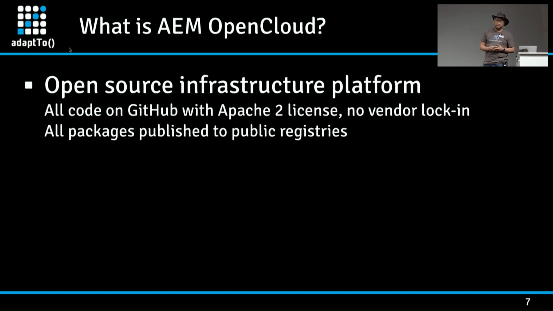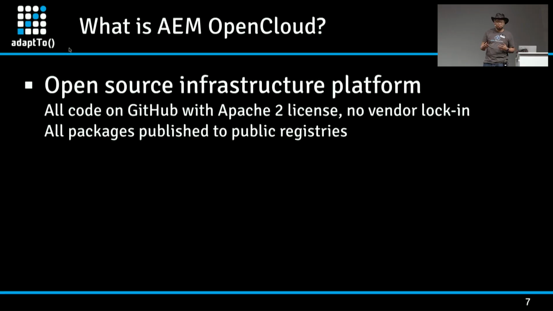One is that it is an open source solution. It is an infrastructure platform. All code is on GitHub, licensed as Apache 2, and it should be commercial friendly enough, and there is no vendor lock-in. So if a user wants to fork off a solution, that's perfectly fine. That's why it's open source. And all packages are published through open channels. Some artifacts are published to GitHub, some to Maven Central, some to PyPI.org, RubyGems.org, npmjs.com, so all the public channels for the various open source technology stacks.